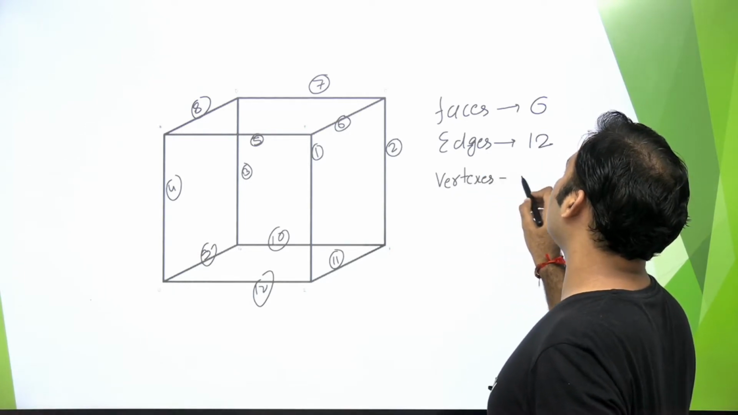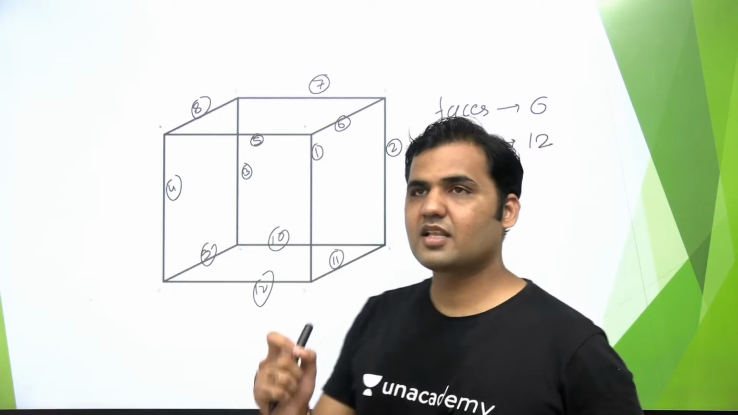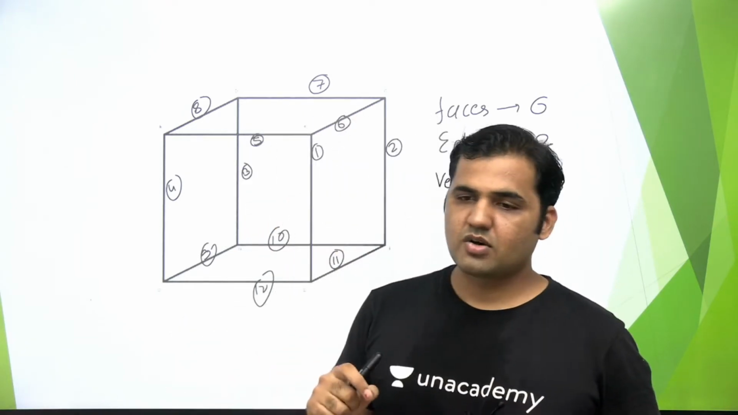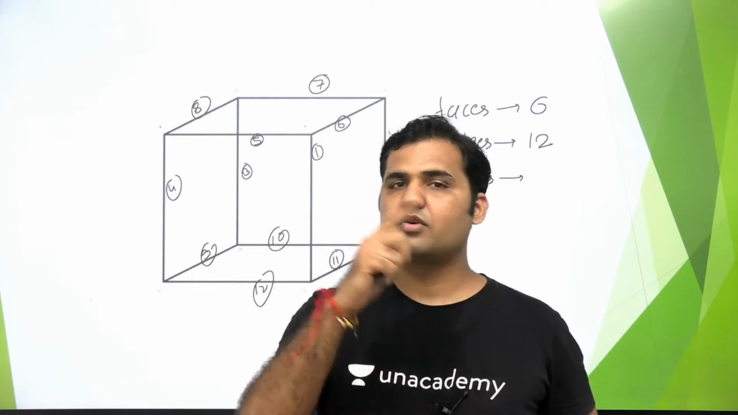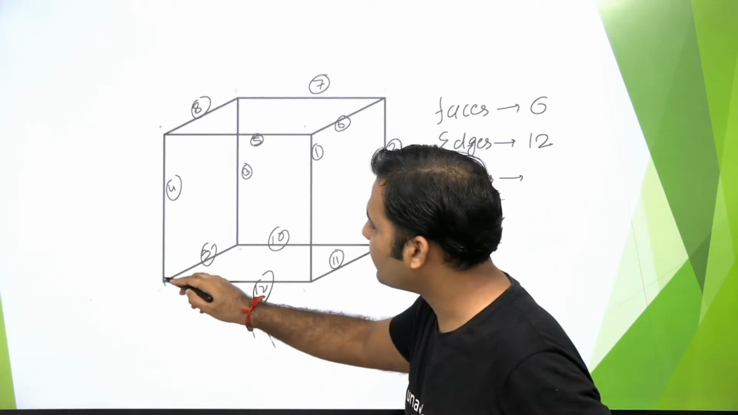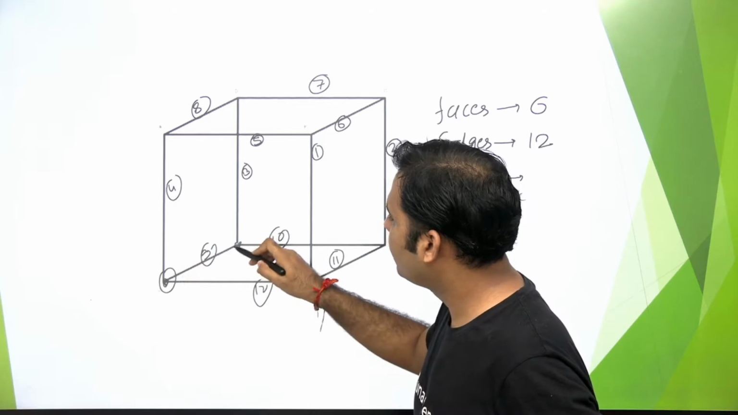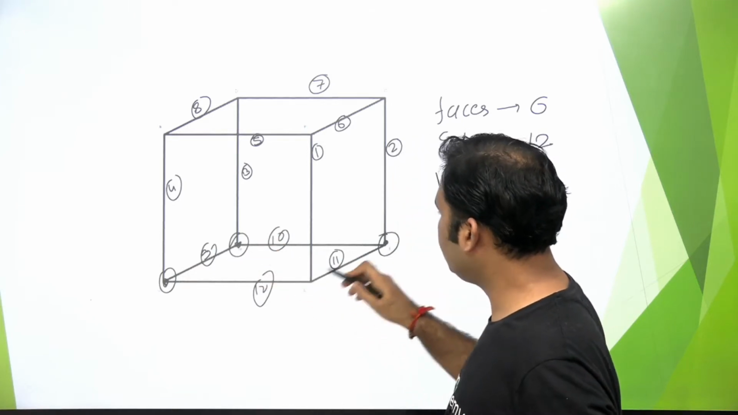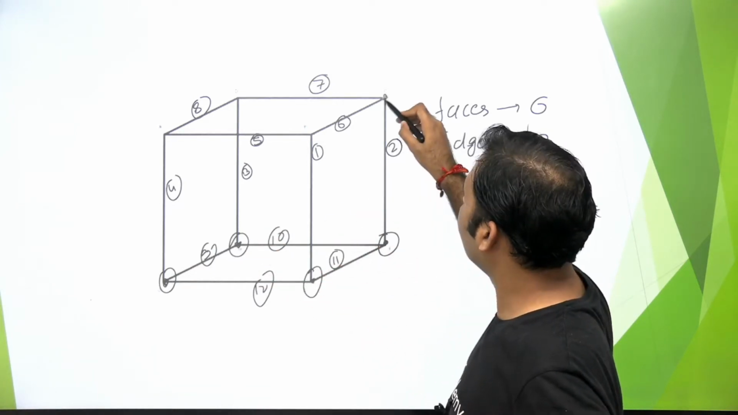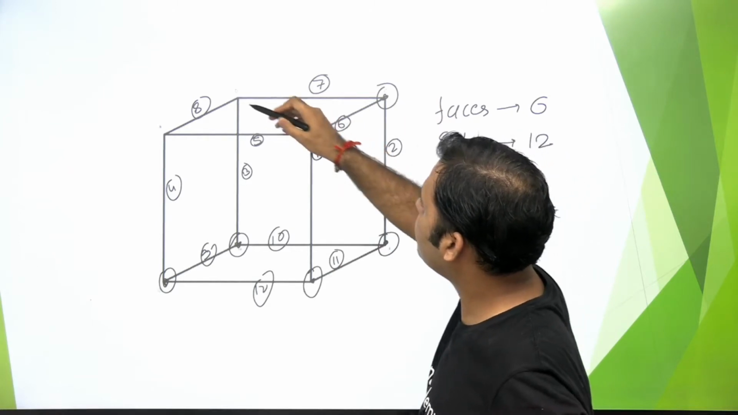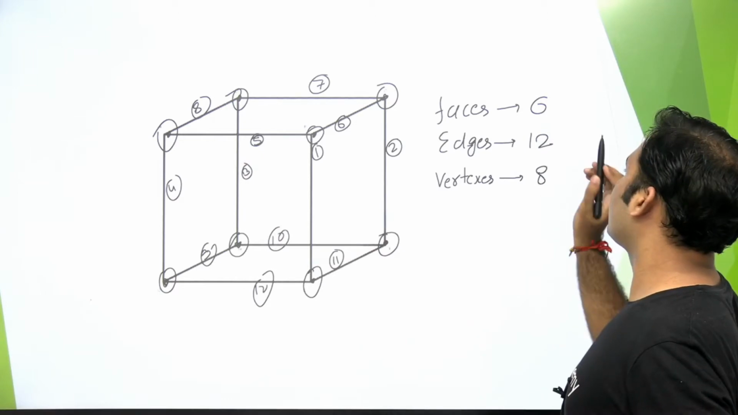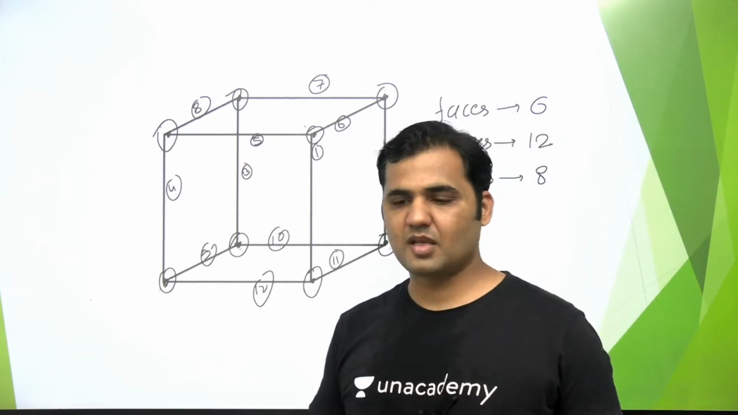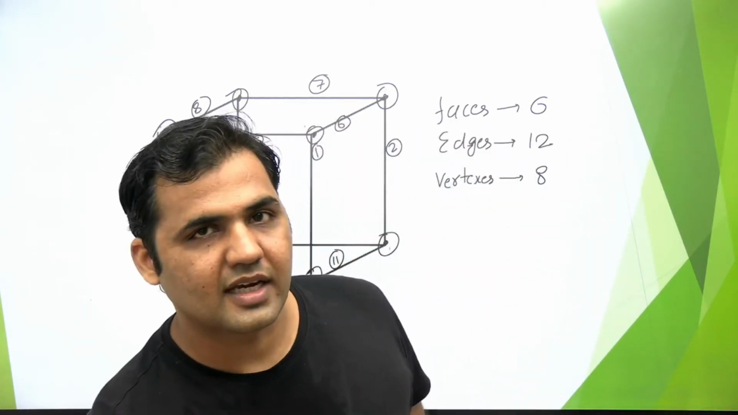Number of vertices are basically the number of corners, guys. Look at the corners. If you look at the corners, you'll have 4 corners on the roof and 4 corners on the floor. So these are the vertices. Corner 1, corner 2, corner 3, corner 4, 5, 6, 7, and 8. So the number of vertices are 8, the same as the number of corners in your cube.